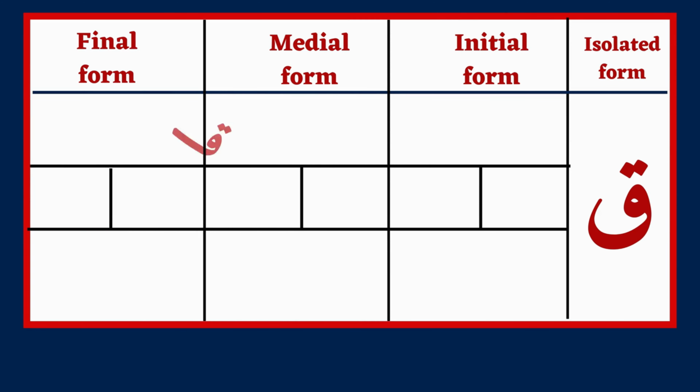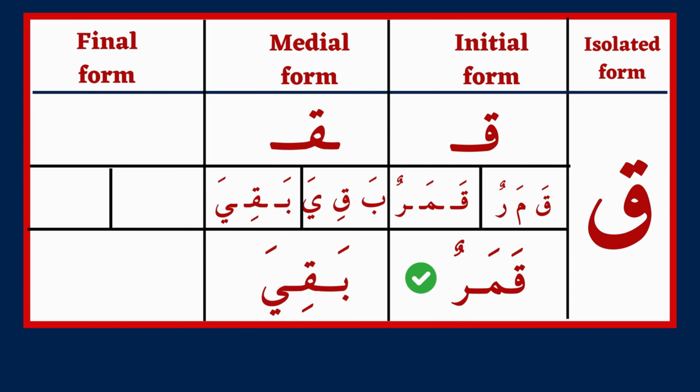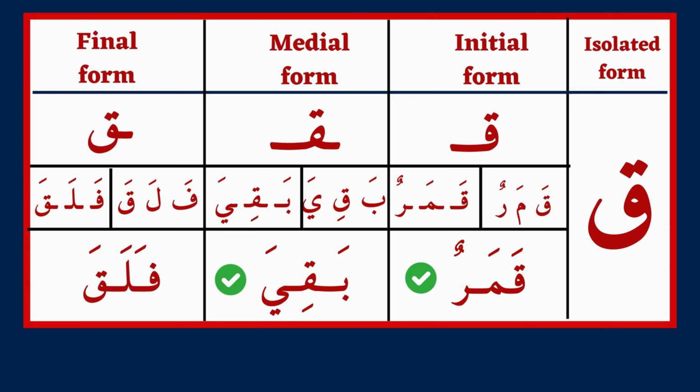Qaf is a versatile letter, open to connections from both right and left sides. At the beginning of a word, it appears as this, ready to engage with the following letter. In the middle of a word, qaf is expressed this way, indicating its receptivity on both flanks. Closing a word, it is denoted as this, marking the end of the word.